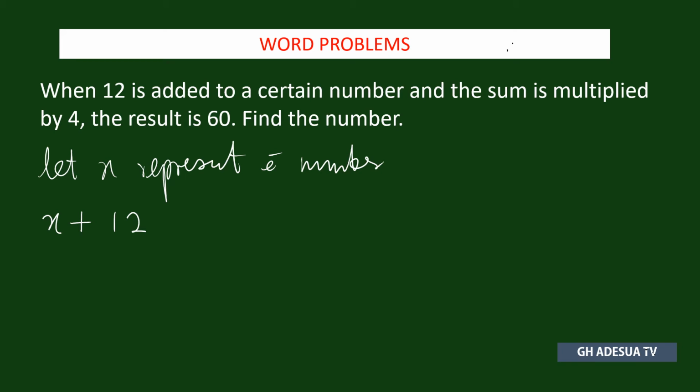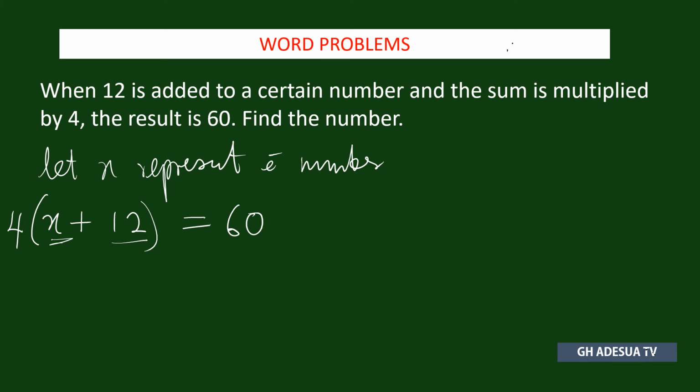X plus 12 gives an outcome, that is the sum. So x plus 12 has an outcome, which is a sum. Sum is the addition of two numbers, and the result is multiplied by 4. So this result is multiplied by 4. The outcome of the result is 60. So when 12 is added to a number x, and the sum is multiplied by 4, so the sum is the one in the bracket multiplied by 4. The result is 60. Find the number.